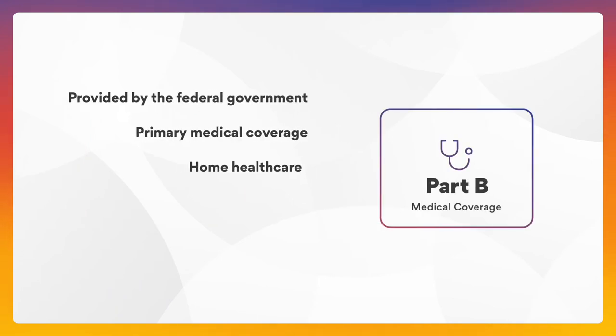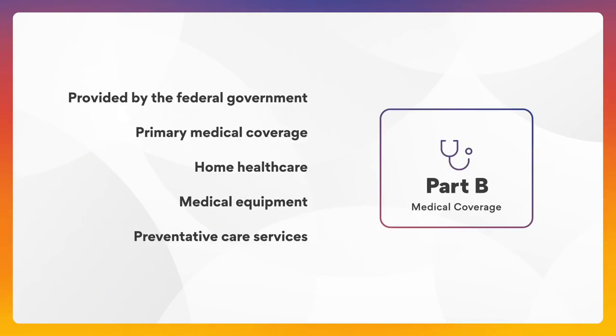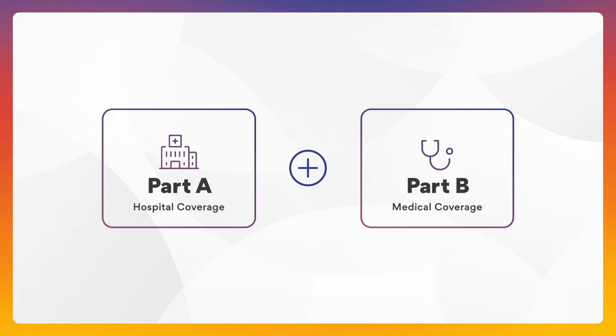Meanwhile, Part B is also provided by the federal government, but requires a monthly premium for this coverage, which includes doctor's office visits as well as some other services. Put these two together and you have the foundation of original Medicare coverage. But Parts A and B are just the beginning and don't cover everything, such as a 20% out-of-your-pocket cost share or the prescription medications you might take.